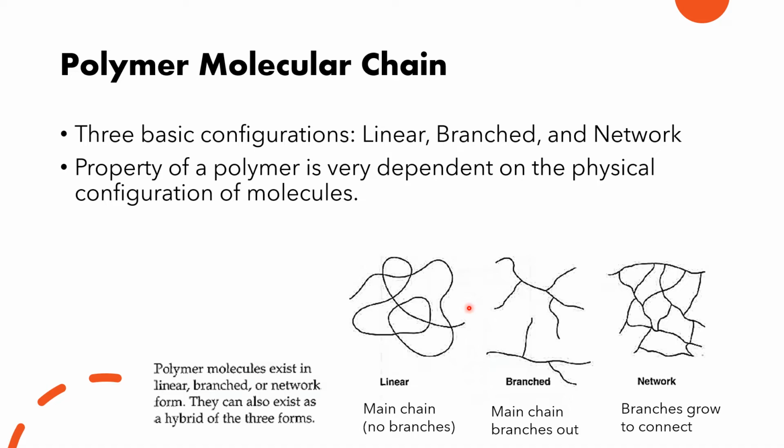And the property of polymer is very dependent on these configurations of the molecules. So the property this plastic might have is not the same as the property this plastic might have, okay? Why? Because they have different configuration. This is a linear plastic, and that one is a network plastic. That's why you can see the variation in plastics material outside with our naked eyes.